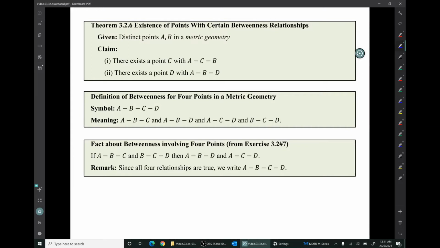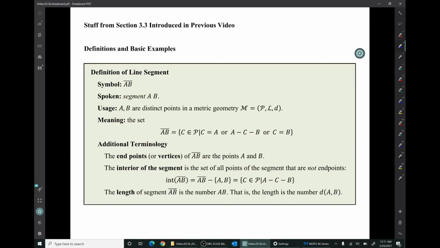We discussed existence of points with certain betweenness relationships. If you're given distinct points A and B in a metric geometry, then there exists a point C between them, and there exists a point D out beyond B. We discussed betweenness of 4 points, symbols like this. And then stuff from section 3.3 that was introduced in the previous video.